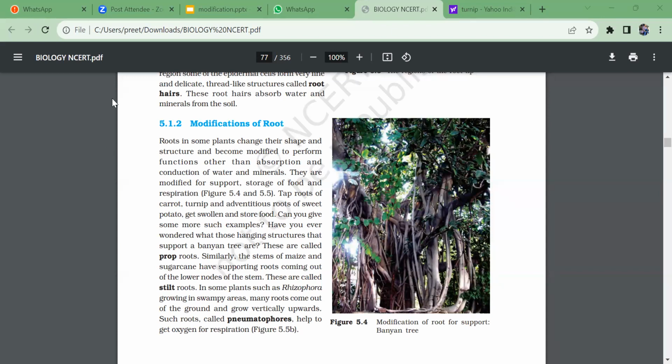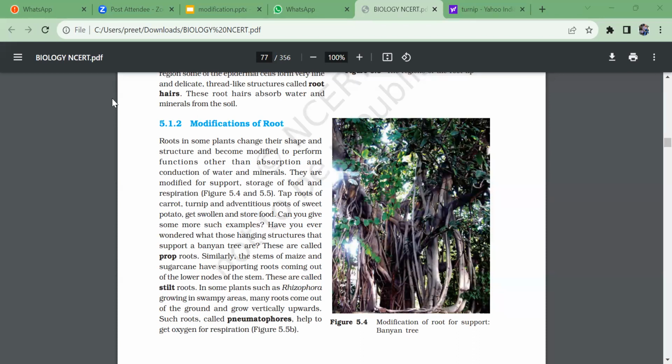So we'll read the modifications of root given in the textbook. Listen to it. If you have any doubts or any word you don't understand, let me know. Modifications of root. Roots in some plants change their shape and structure and become modified to perform functions other than absorption and conduction of water and minerals. They are modified for support, storage of food and respiration.